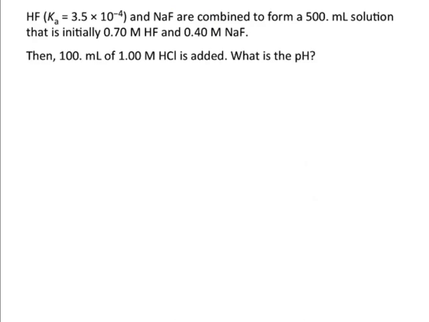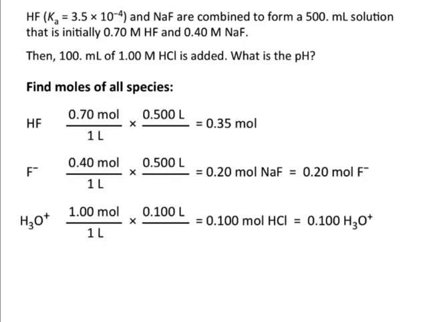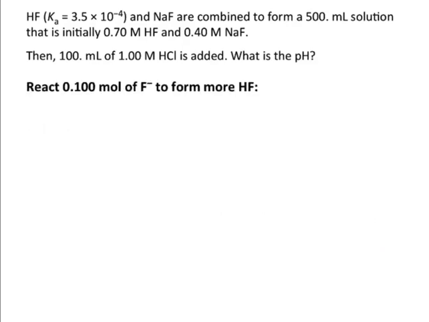Okay. So where are we at now? We need to do this stoichiometry first to turn the fluoride back into HF. So we got to find the moles of everything, right? The HF and the F were originally in this half-liter solution. And then the HCl, or H3O+, was originally delivered as 0.1 liters. So here we use these new quantities now in moles to then do our stoichiometry. So we're going to react away the fluoride because we're adding an acid.